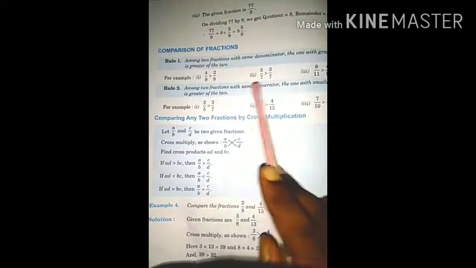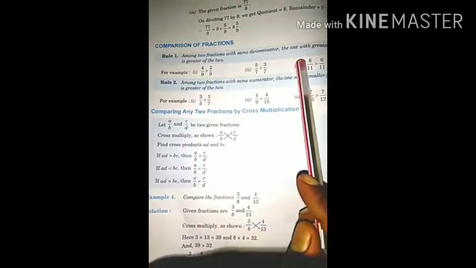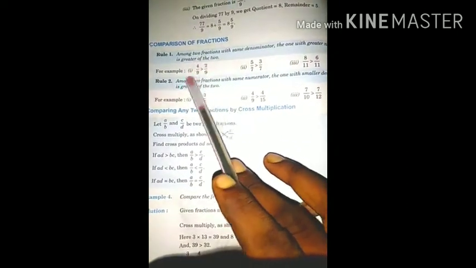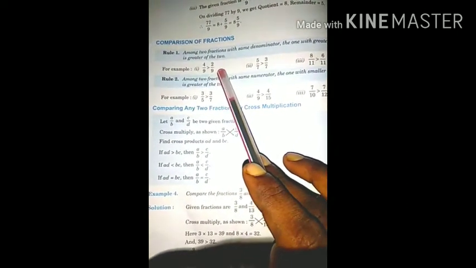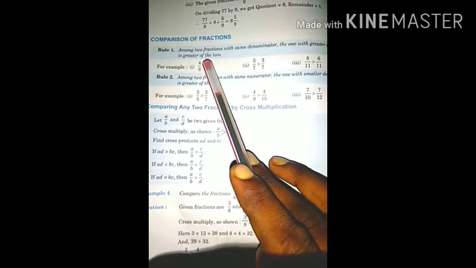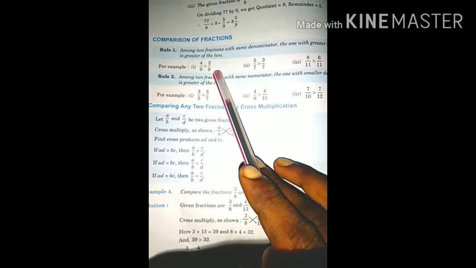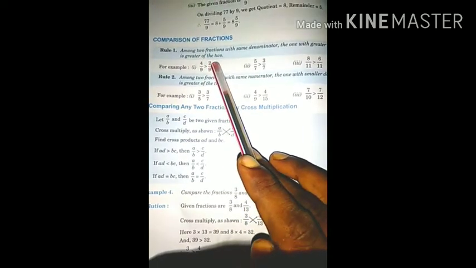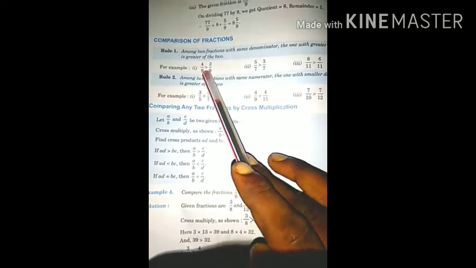Comparison of fractions. Among two fractions with the same denominator, the one with the greater numerator is greater. Take 4 by 9 and 2 by 9. These two are like fractions. In the case of like fractions, the fraction with the greater numerator is greater. In 4 by 9 and 2 by 9, 4 is greater than 2. So 4 by 9 is greater than 2 by 9.